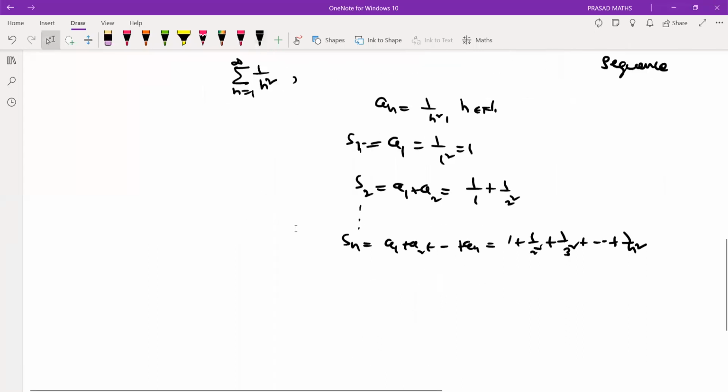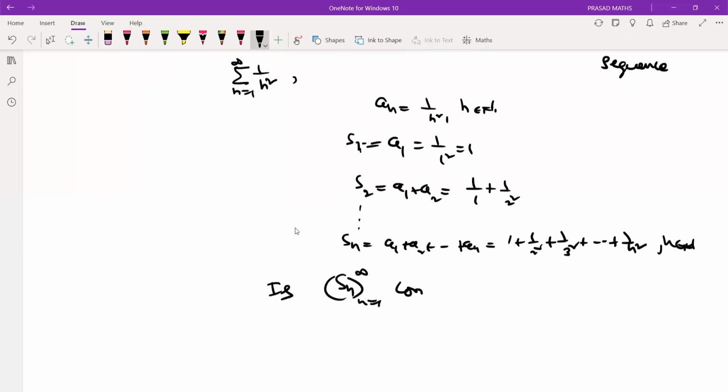Question: is it convergent or not? This sequence of partial sums. What is my question? My question is, is this convergent or not? Is the sequence of partial sums, n equals 1 to infinity, convergent or not? This is my question.